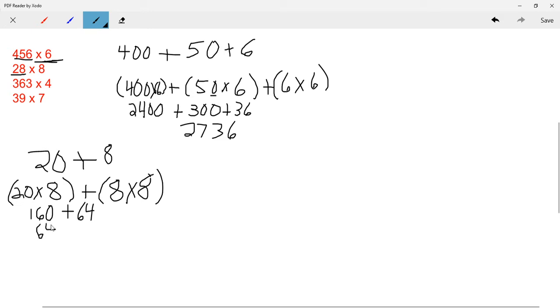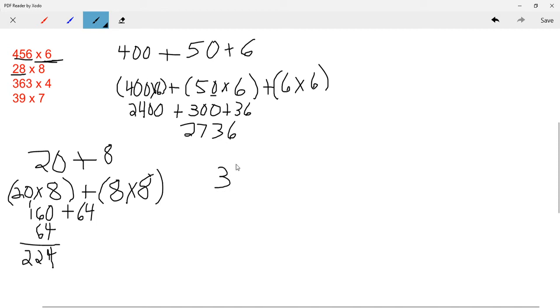Now we just add these up. 0 plus 4 is 4. Oops, sorry. 6 plus 6 is 12. 1 plus 1 is 2. So that's 224. Now we can do 363 times 4.